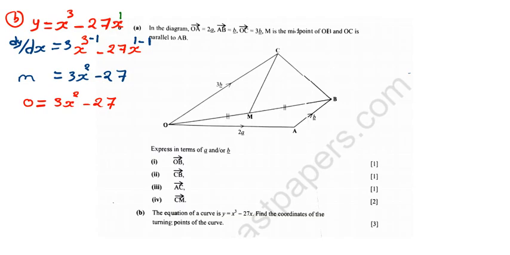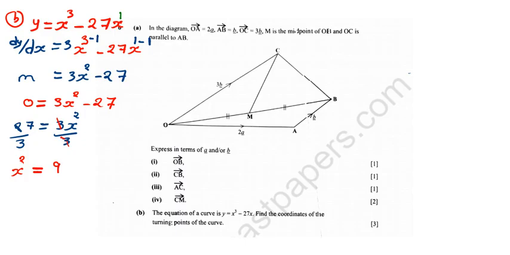Solving for x, the 27 will come beside and becomes a positive. So 27 is equal to 3x squared. I divide both sides by 3, so that the 3 and the 3 will cancel. I remain with x squared is equal to 27 divided by 3, which is 9. So my x squared is equal to 9.